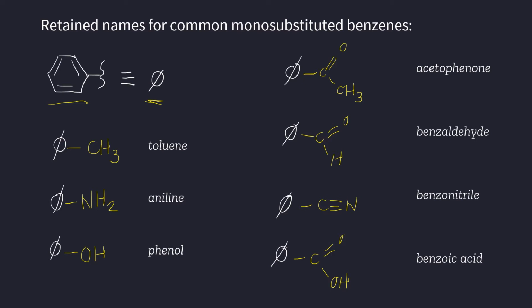For example, if the highest priority group on a benzene ring is this cyano group, then the parent name will be based on the common name benzonitrile. The rest of the functional groups are named as substituents. There will be a link in the description below that will direct you to more examples of these monosubstituted benzenes if you require more examples for your studying. But the ones in this slide are probably the most common that you'll encounter, and you should commit these to memory.